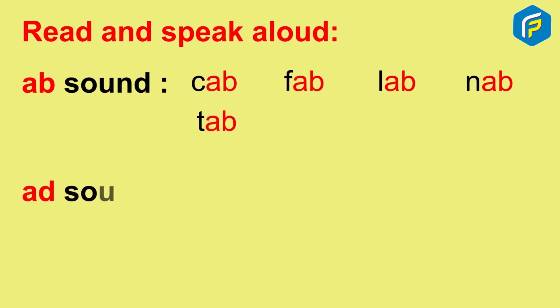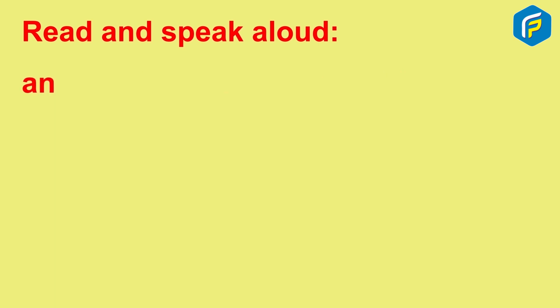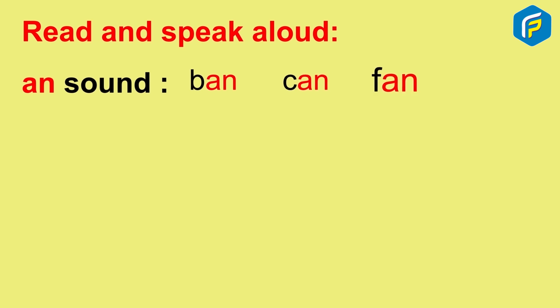Ad sound. B, A, D, bad. D, A, D, dad. H, A, D, had. L, A, D, lad. M, A, D, mad. An sound. B, A, N, ban. C, A, N, can. F, A, N, fan. M, A, N, man. P, A, N, pan.